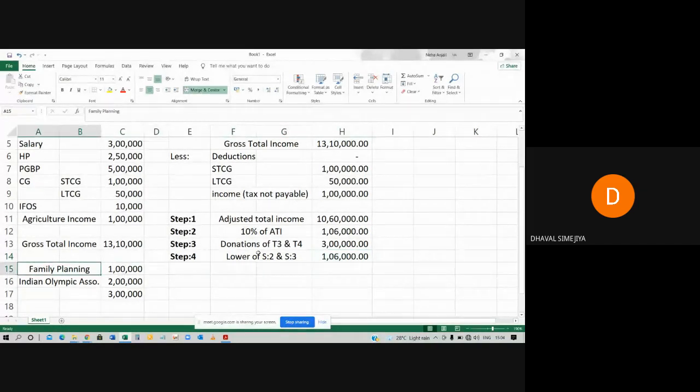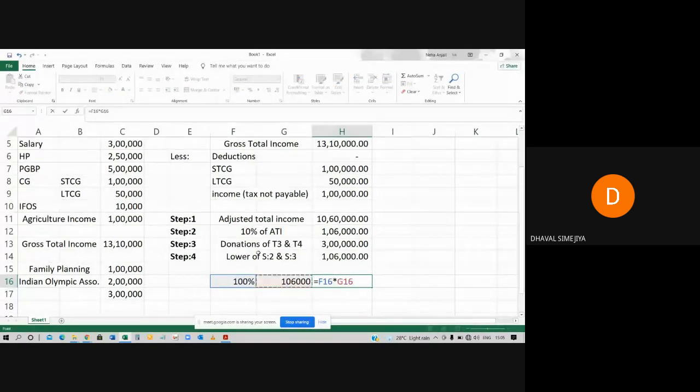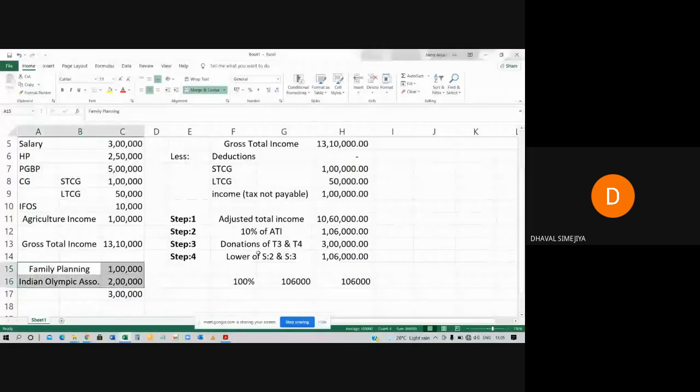What is the 100% in which we have donated? All the donations are done in table number 3. Table number 3 says 100% deduction available. 100% of what amount? 1 lakh 6,000. It means 1 lakh 6,000 rupees deduction will be available. So we have donated 3 lakh rupees, but how much will be allowed? Only 1 lakh 6,000 rupees.